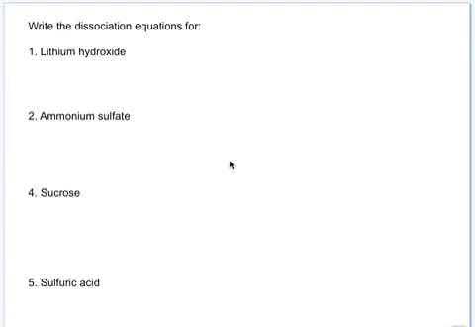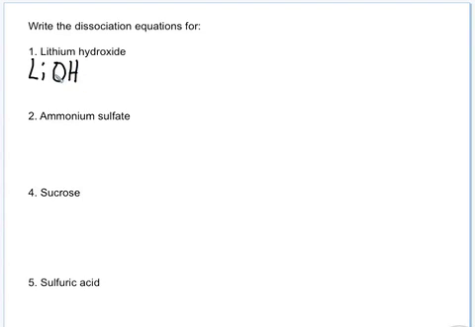Dissociation equations for some different compounds. Okay, so the first thing that we're going to do is start off with lithium hydroxide. We need the formula for that. So we will write Li is +1, hydroxide is -1, so it's LiOH.